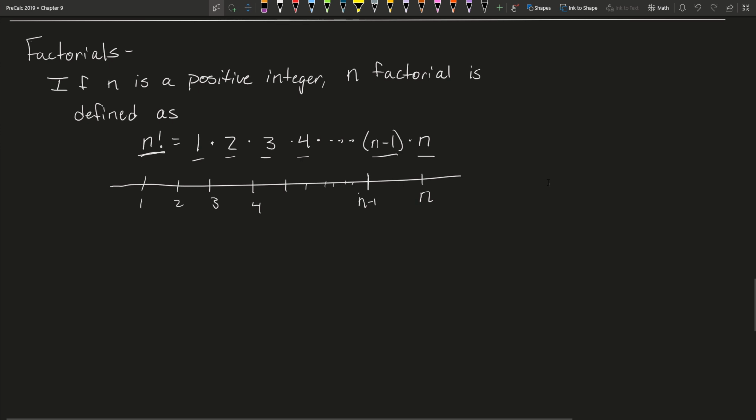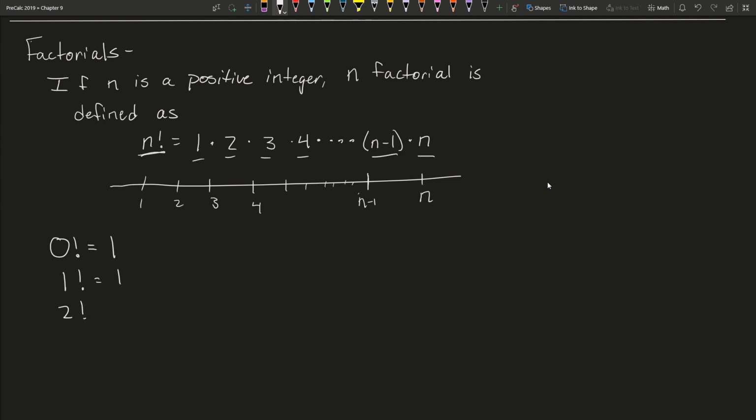And there are a couple of rules that we should know, and not many, but they kind of work like exponents. So 0 factorial is just always going to be equal to 1. Think of it as any number to the 0 power. It's kind of the same concept. 1 factorial, again, is just equal to 1, because that's 1 times nothing else.